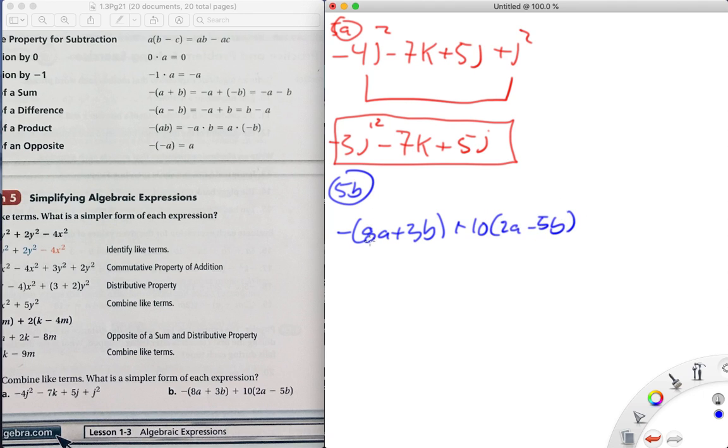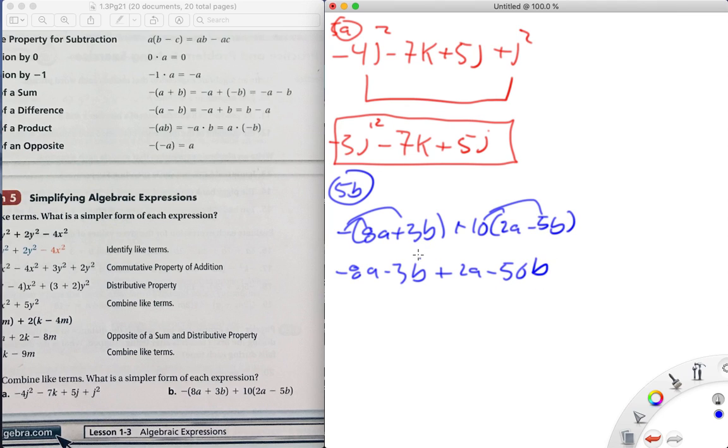Alright, so I'm using the distributive property. I'm distributing this negative across. So this is opposite of sums, which gives me negative 8a minus 3b. And then I use the distributive property here, distributing the 10. That gives me 20a minus 50b.